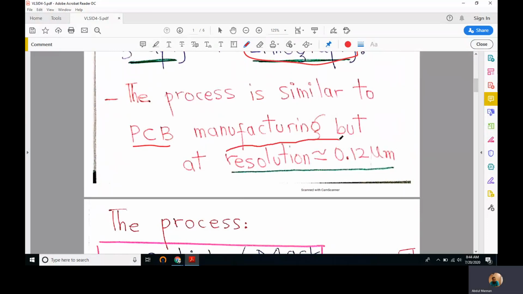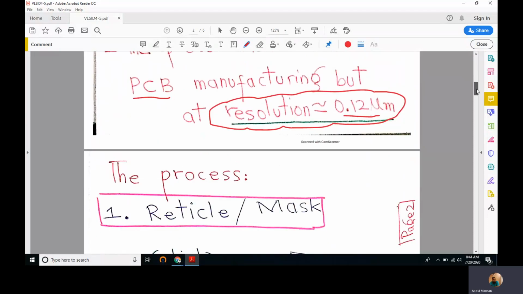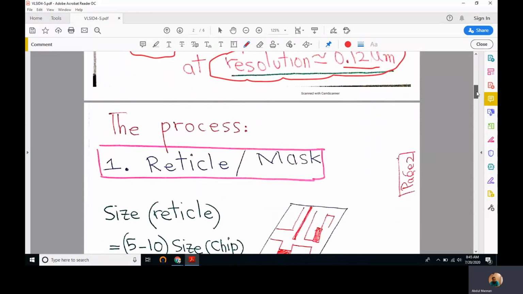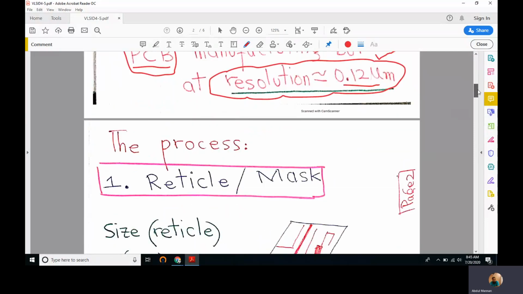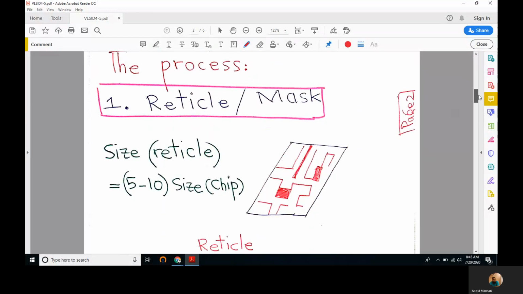But the difference is that the resolution of this manufacturing is very small. It's almost of the order of 0.1 micrometer. So this is a very fine process, or you can think of it as a very fine PCB manufacturing technique. The process of lithography or photolithography can be divided into various parts.